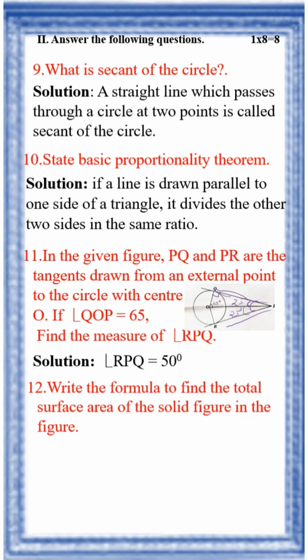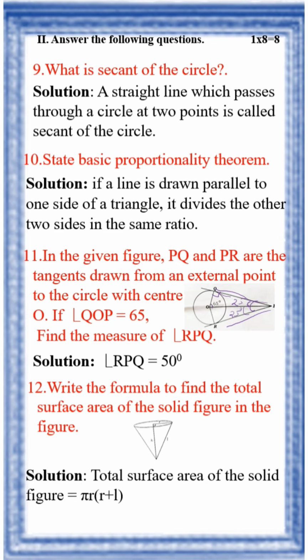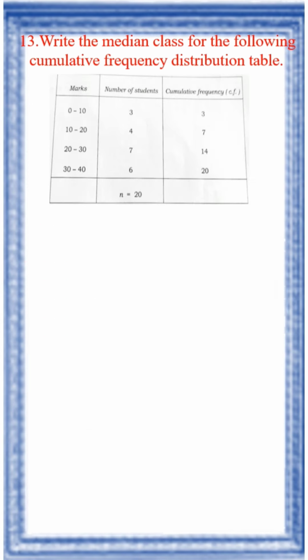Write the formula to find the total surface area of the solid figure in the figure. It is cone, no? So total surface area of the solid figure is pi r into r plus l. Write the median class for the following cumulative frequency distribution table. Here n is 20. 20 by 2, that is n by 2 we have to calculate. That is 10. 10 belongs to this median class, 20 to 30.